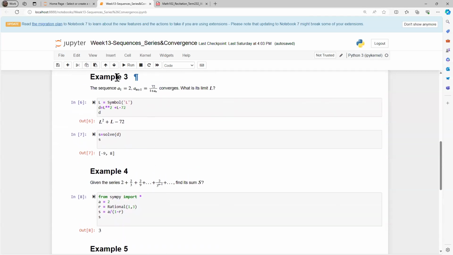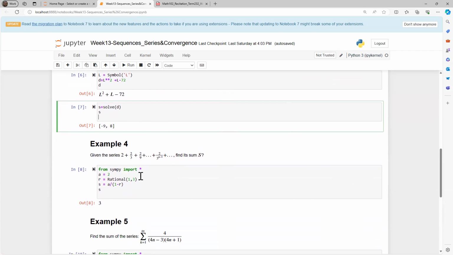For the Jupyter part, we'll see again example 3, because we didn't see it with the Jupyter notebook. This is the previous example, a1 equal to 2, a(n+1) equals 2 over 1 plus an. We defined L as a symbol. We solved the equation L squared plus L minus 2. How did we solve this? First of all, we defined this polynomial term, or second degree term, as d, and we solved for d equal to 0, and here are the two solutions. Of course, we should only accept the positive one because of the initial value a1.